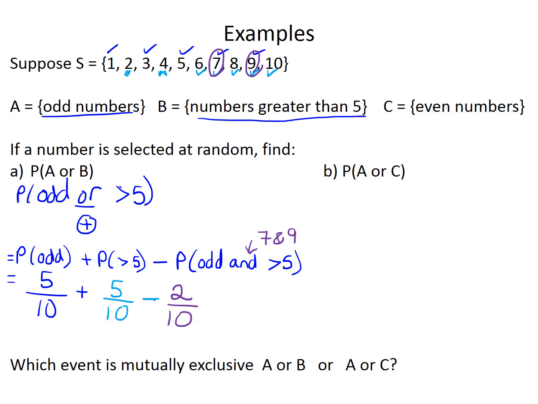Again, those are not mutually exclusive events because there are odd numbers greater than 5 in our sample space. Right? That's the time that we have to subtract this off, is when the events can happen at the same time. So 5 and 5 is 10, minus 2 is 8/10. Cut those in half, that's 4/5, or 0.8.